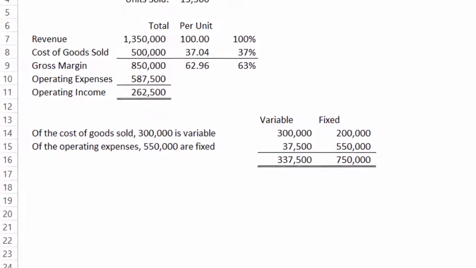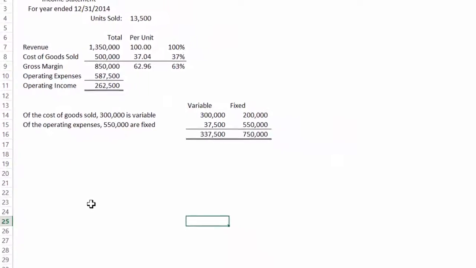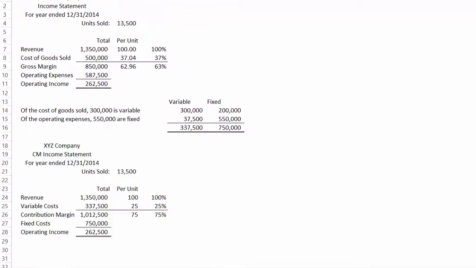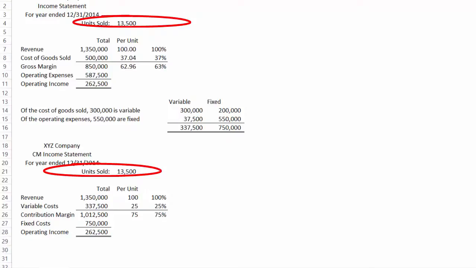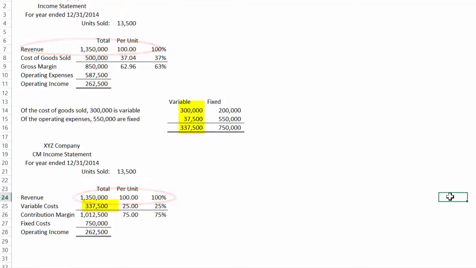Now, how might we organize this financial statement differently then? Let's take a look. We have the same XYZ company, but this time I'm calling it a contribution margin income statement. We have the same number of units sold. We have revenue is the same, and our per unit revenue cost is the same. The variable costs are $337,500, and the fixed costs are $750,000.